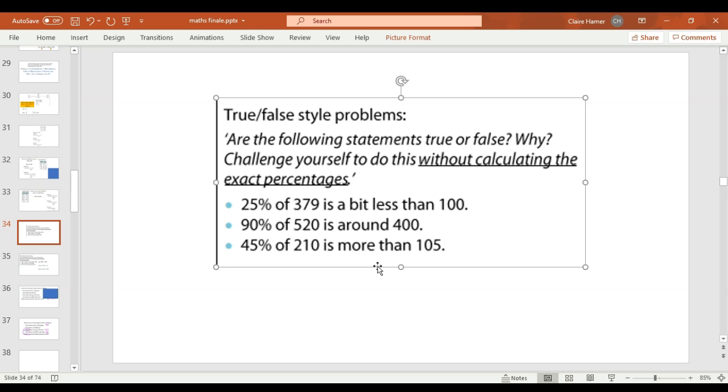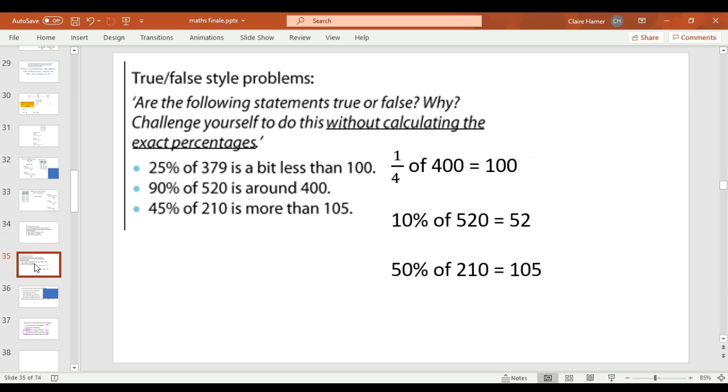Right, I'm going to reveal the answers. Okay, so for the first one, I wrote down that a quarter of 400 is 100. Okay, I know that. I know that 25% is the same as a quarter. So I agree that the first one must be true, because 379 is a bit less than 400. So if a quarter of 400 is 100, then this answer is going to be a bit less, so that's true.